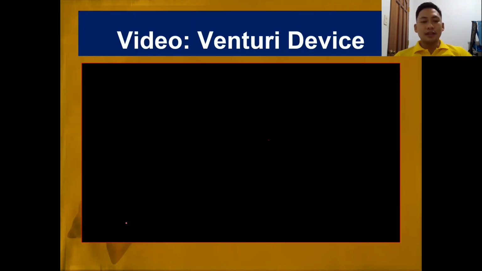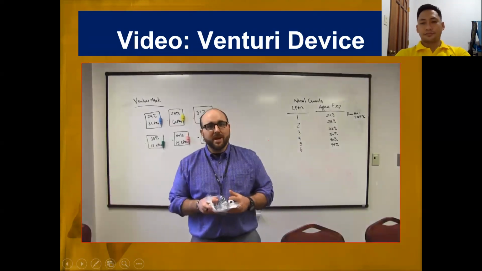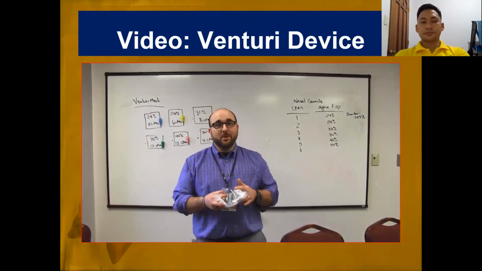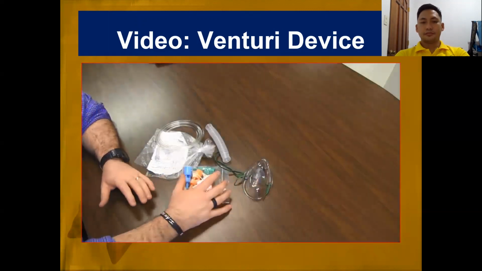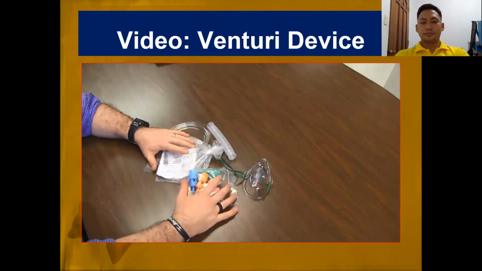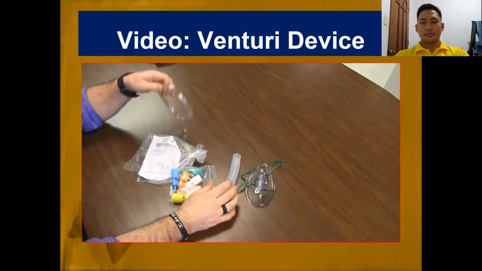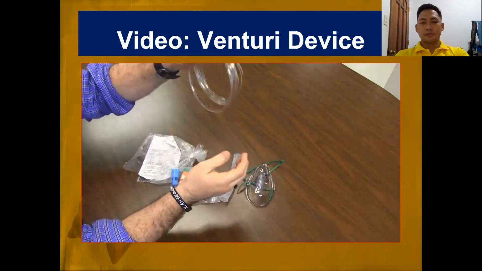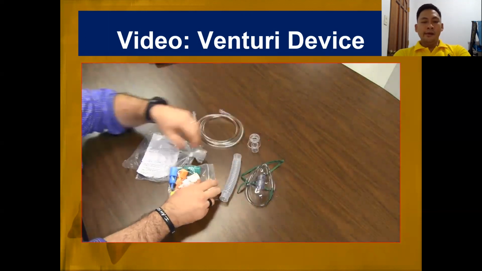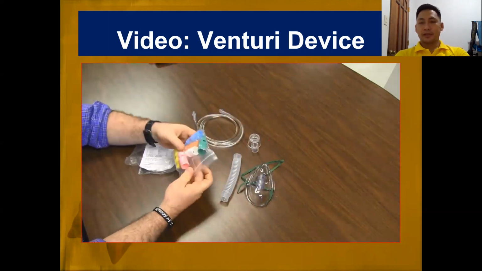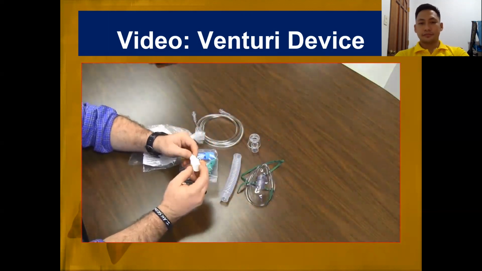So let us look at a Venturi device. Let's go over the Venturi mask next. First, I'm going to show you how to put it together. There are 5 pieces to every Venturi mask setup. Of course, the aerosol mask, a piece of corrugated tubing, and our oxygen line that will run to our flow meter. We have this piece right here, which I'll show you what this is all about shortly. And then we have the most important part, what they call a fixed orifice device.